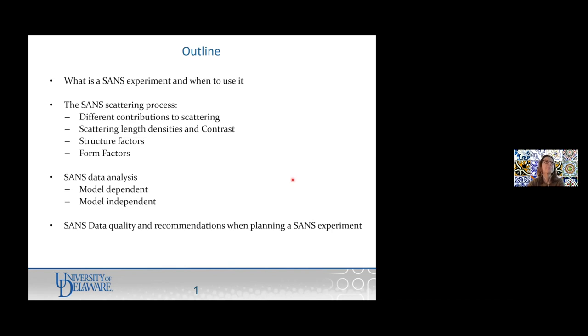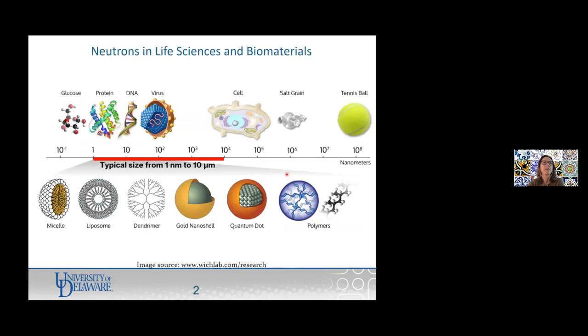SANS experiment. Okay, so in life sciences and biomaterials, SANS is a very powerful technique because typical samples have a very large hierarchy of structures. So you can go from small polymers or a small protein, let's say, to a very large structure, as big as a virus, for example, or even a cell. So SANS is very powerful because it can cover a broad range of sizes.